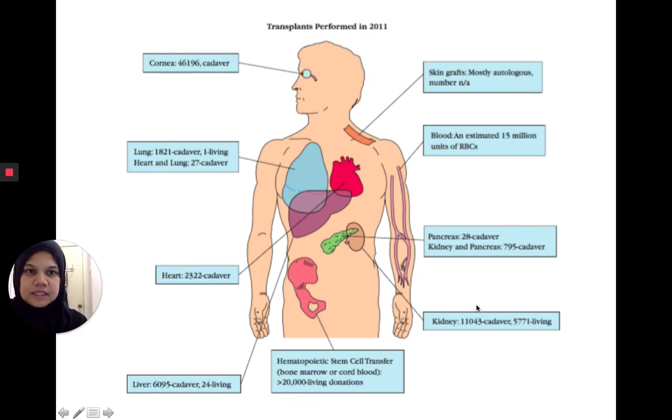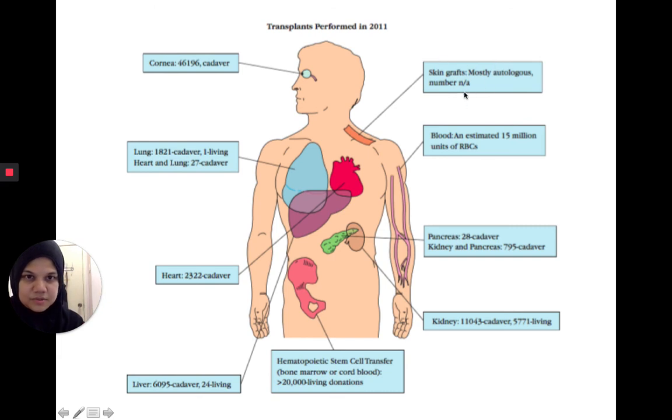Then you have, obviously, blood. You can consider that a transplant because it's coming from a donor, although it's not quite the same thing, but blood is actually the most frequent one, then the cornea, and then the kidneys because people need it more. So you actually get a mixture from cadavers, which is bodies that have died, and also the living donors as well. And then you've got a few of these others.